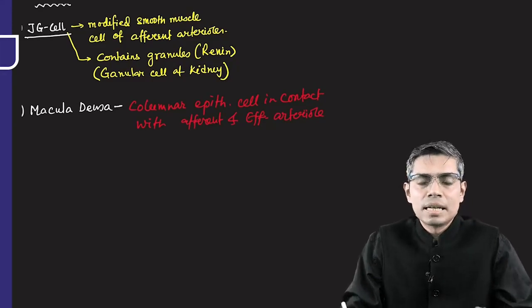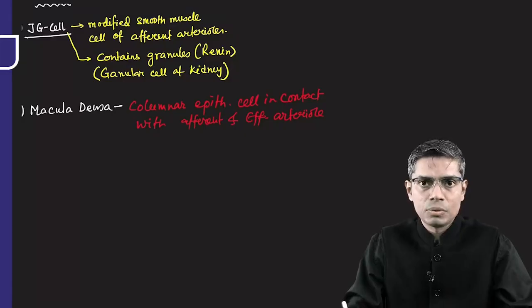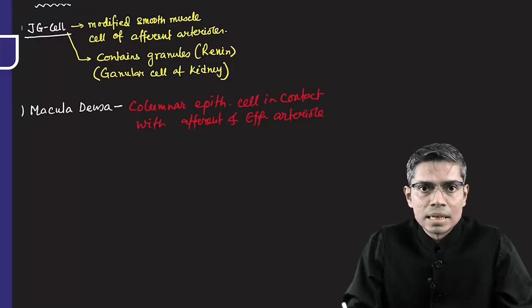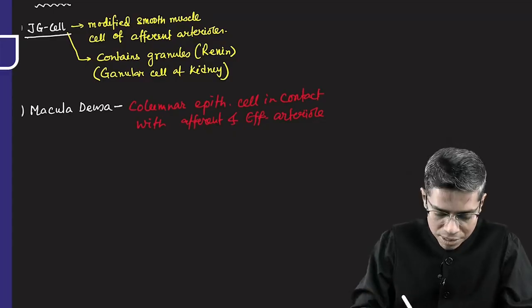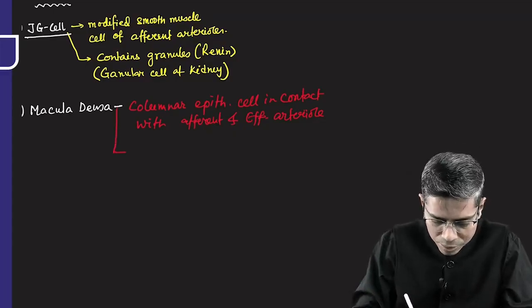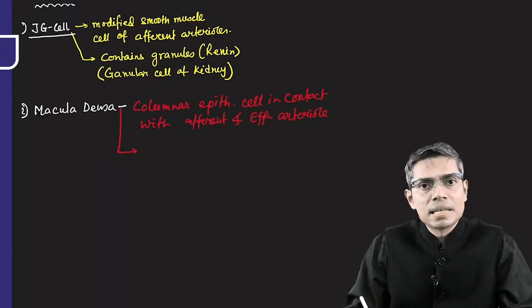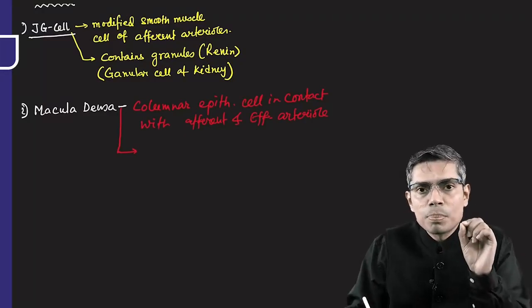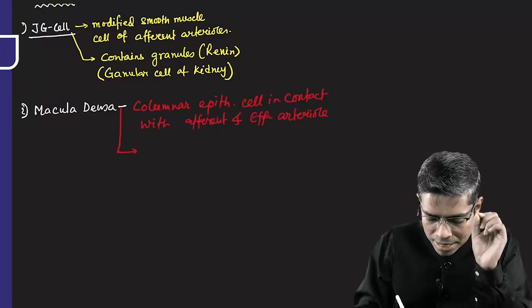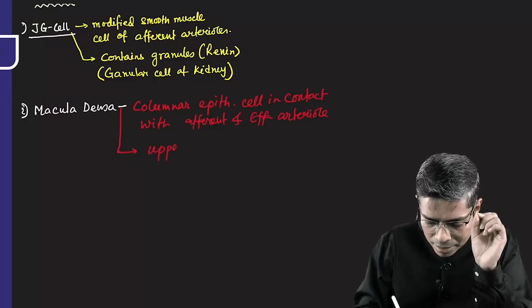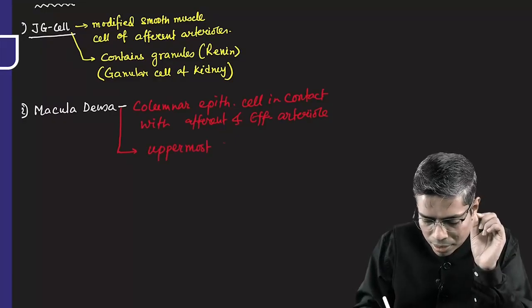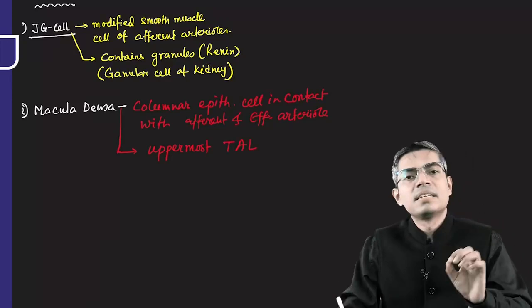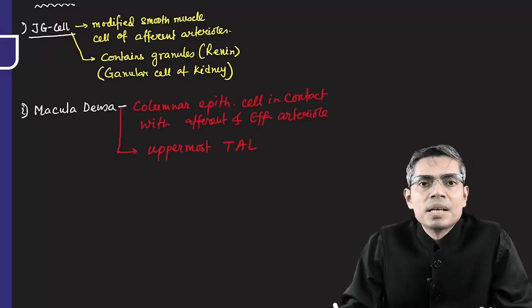But the question is, I am saying that these are the epithelium cells of the tubular lumen. Which part of the tubules contains macula densa cells? Okay, a little controversial, so I will give you the evidence. Macula densa cells are the cells located in the uppermost part of the TAL. So I am writing here: uppermost part of TAL, thick ascending limb of loop of Henle.